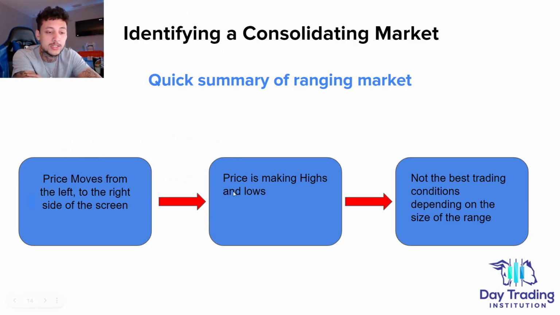So when price is consolidating, price is simply moving from the left side of the screen to the right side of the screen. Or price is making highs and price is making lows. It's not making lower highs, it's not making lower lows, it's not making higher lows, it's not making higher highs.